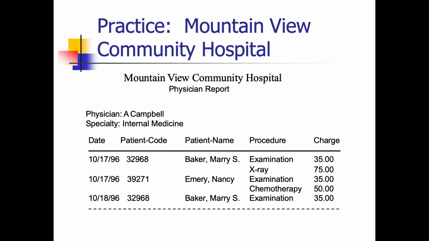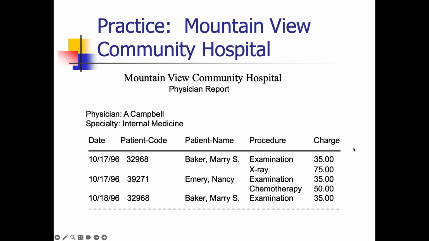This is just another example. So let's see also this example together. We have this Mountain View Community Hospital here, and this is similar to order processing. Your patient is like, for example, your customer table. Procedure is like, for example, product, and treatment is like, for example, your order line. And so this is kind of like a report, not a table. We have everything together here, like the date, patient code, patient name, procedure, and charge.